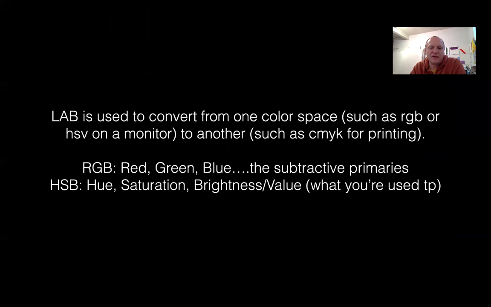So that Lab space is used to convert one color space, like RGB on a monitor, to another color space, like CMYK on a printer. It's how the two color spaces talk to one another. So RGB means red, green, and blue. Those are additive primaries. And HSB is hue, saturation, and brightness. So this is more common to the way we're understanding things with chroma and hue and value.